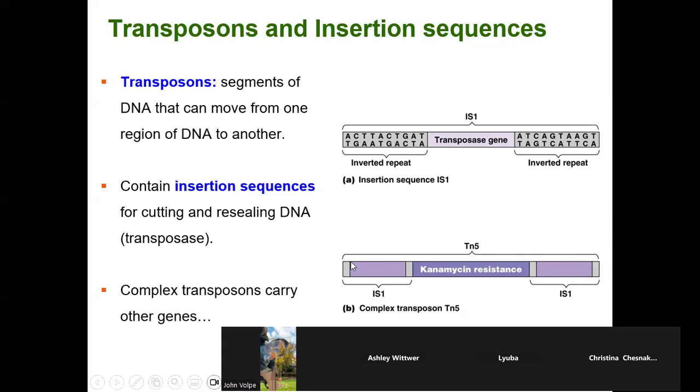These inverted repeats, this one here and this one here, are important for the transposon to leave the region of DNA and then insert into the new region of DNA. Any question about any of that?